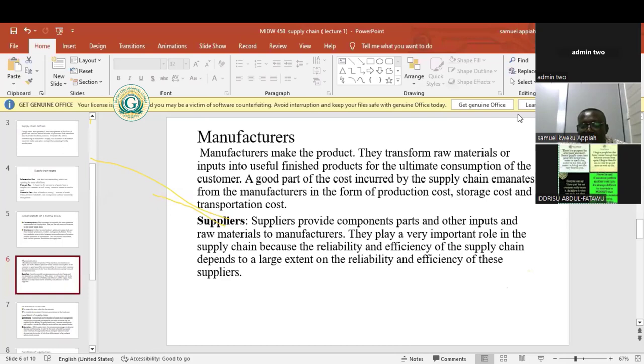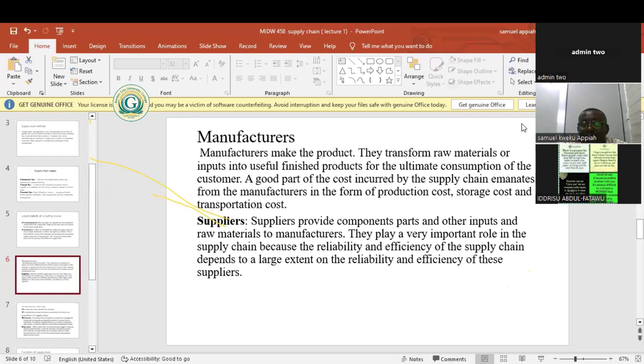Please be conscious of your environment. You must always be alert, because when you are on such a platform, whatever you do, all your colleagues see whatever you are doing. So please just be conscious of your environment. Know that you are in a virtual classroom.